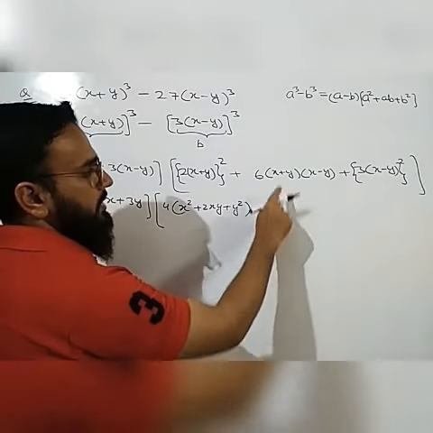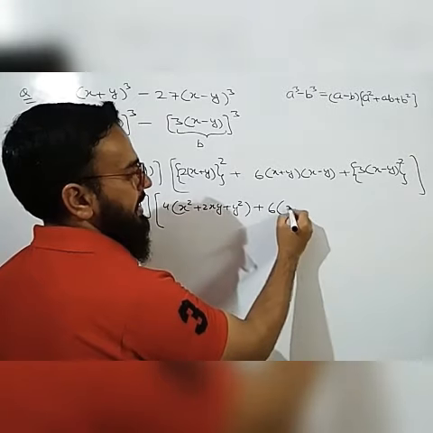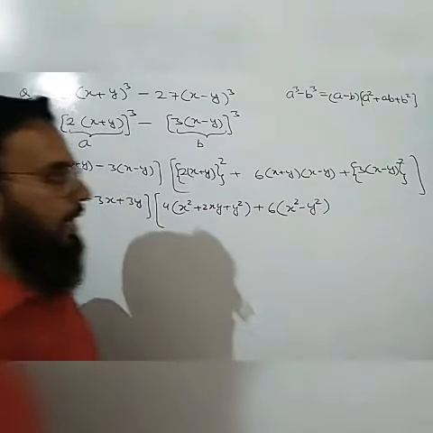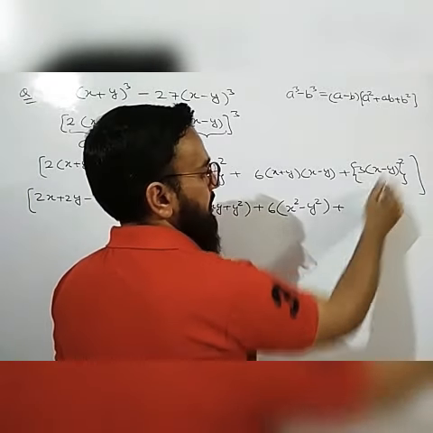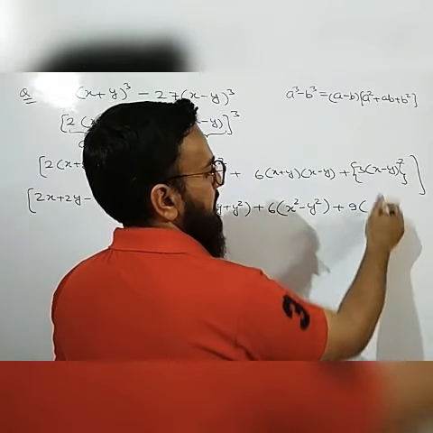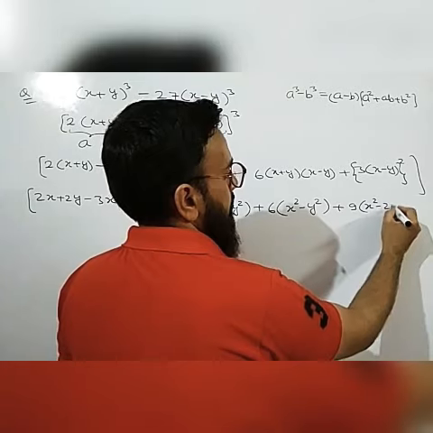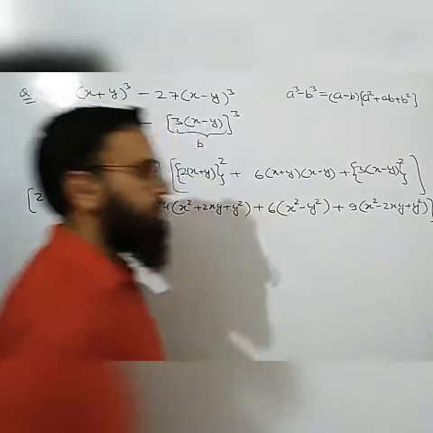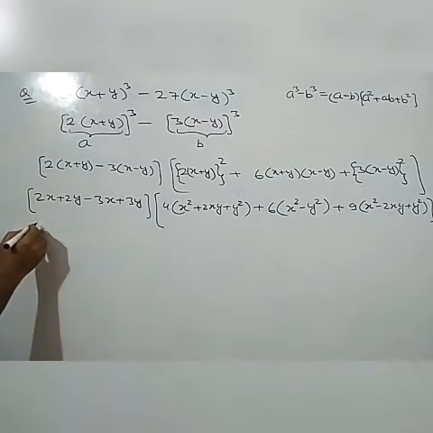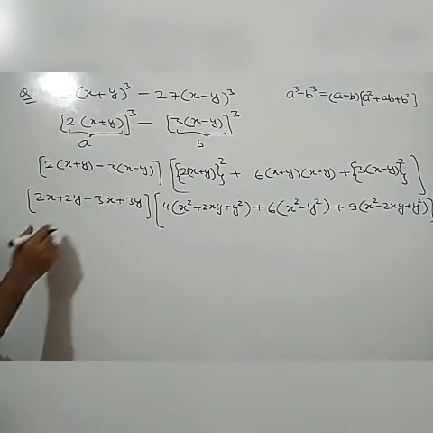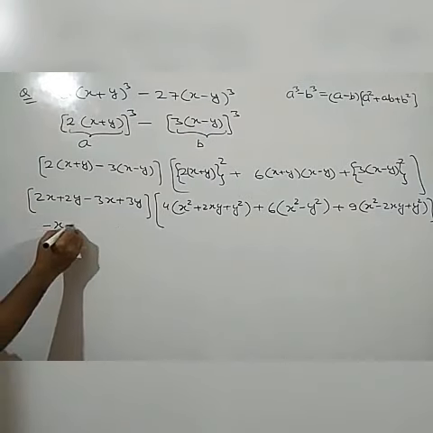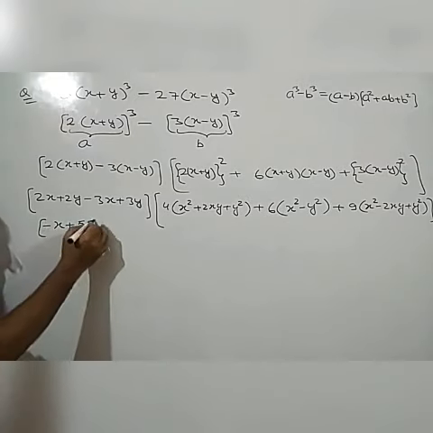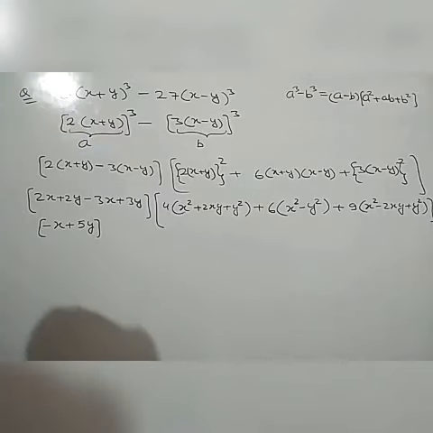Now plus 6, and x plus y into x minus y can be written as x square minus y square. Again plus square of 3 is 9 and this can be written as x square minus 2xy plus y square. Now solve it further. So it is 2x minus 3x, it will be minus x, plus 2y plus 3y, that will be 5y. So in the first bracket it is minus x plus 5y.